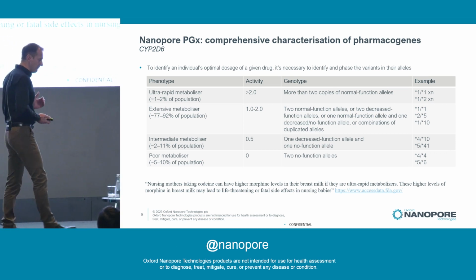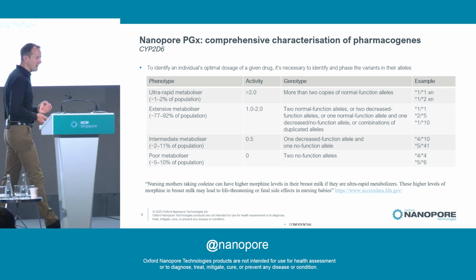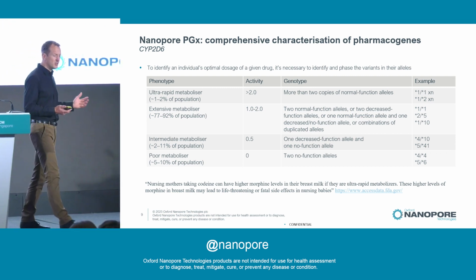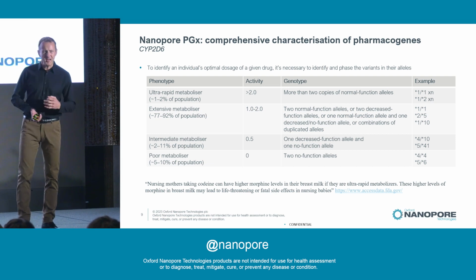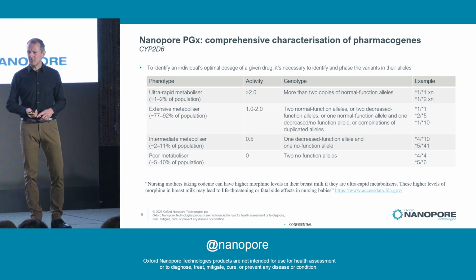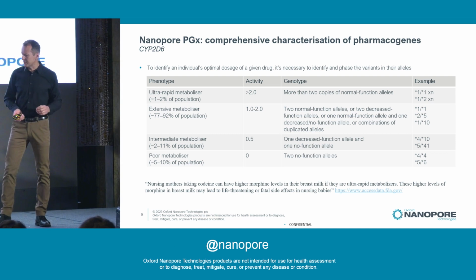So if you have 3 copies or more, 3 normal, fully functional copies, you'd be classed as an ultra-rapid metabolizer of these drugs. And that can have really serious consequences. And there's an example of such a thing on the bottom.